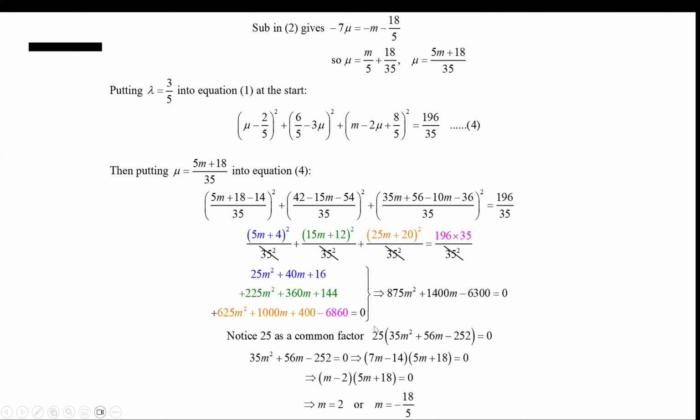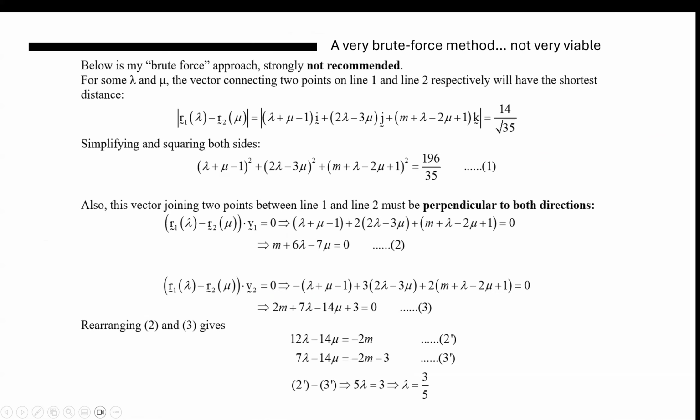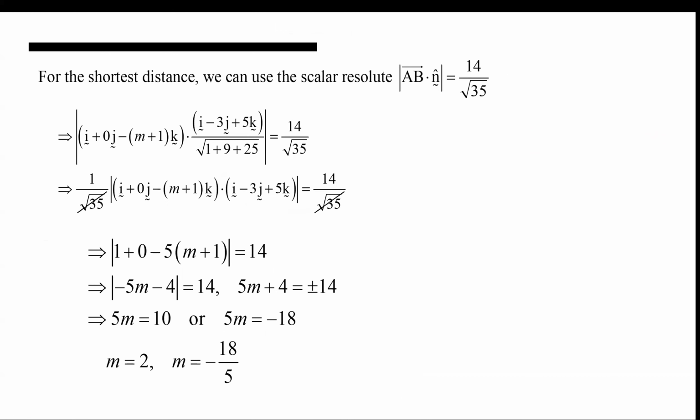Of course, it's possible to divide everything by 25 and then do some factorization: 7m minus 14 and then 5m plus 18. Of course, you can also divide by 7 or whatsoever. And then you just find the same answer, but it's much longer. So stick to the scalar resolute method.